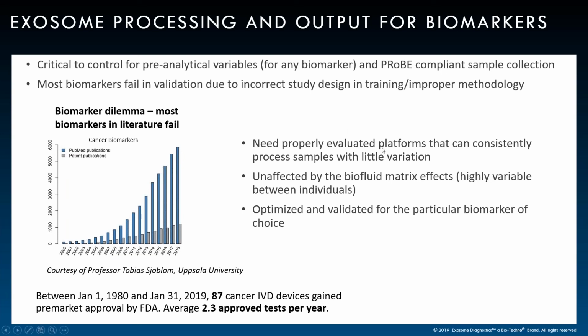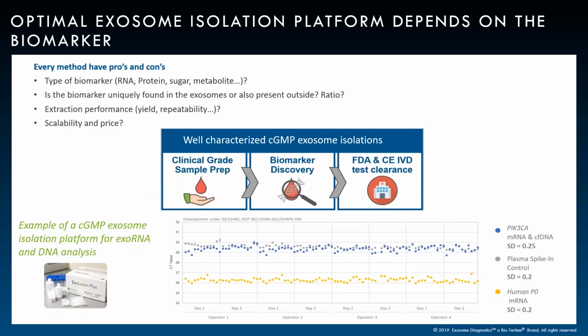You need to properly evaluate the platforms. You need to have a platform that is unaffected by the matrix effects, which are highly variable between individuals. You have to optimize the method of choice for the biomarker of choice. So a lot of people ask, what method should I use for the exosome isolation? There's no answer to that, because you have to rebut the question to be, what marker are you looking at? Because different markers require different considerations. And every method has pros and cons.